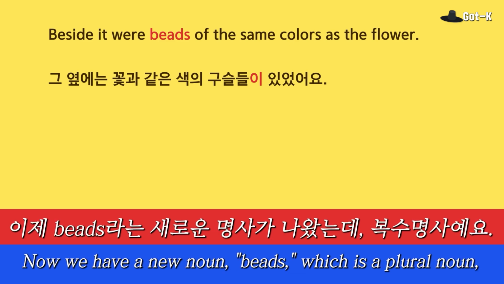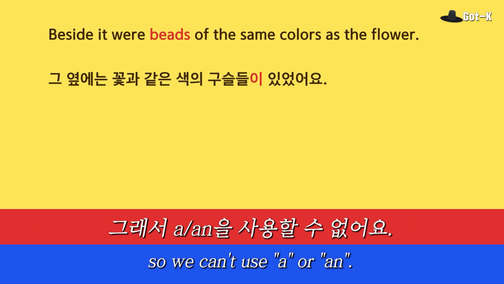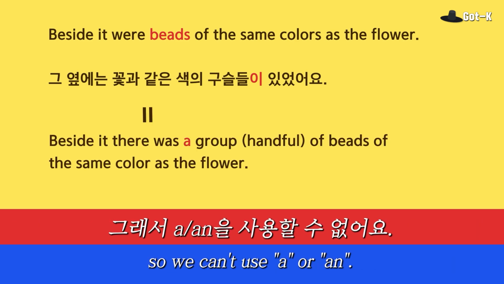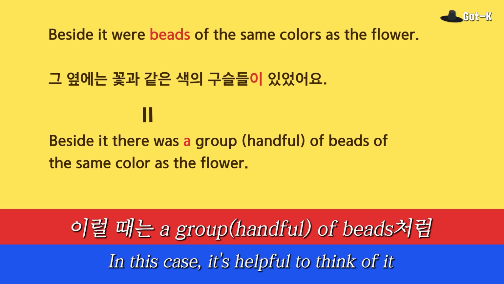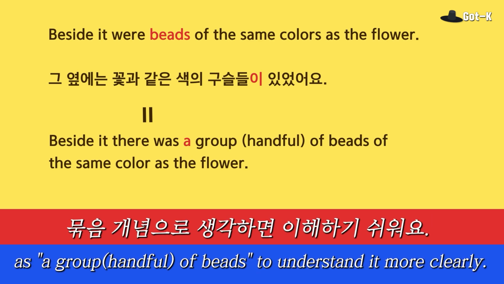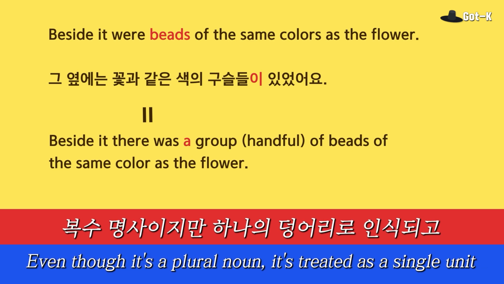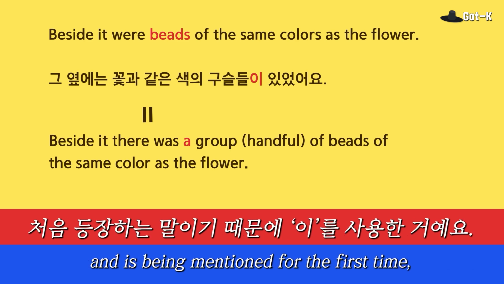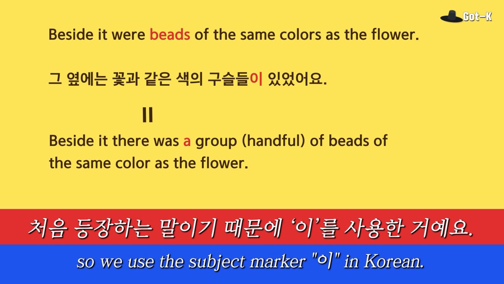Now we have a new noun, beads, which is a plural noun, so we can't use a or an. In this case, it's helpful to think of it as a group of beads. To understand it more clearly, even though it's a plural noun, it's treated as a single unit and is being mentioned for the first time. So we use the subject marker i.